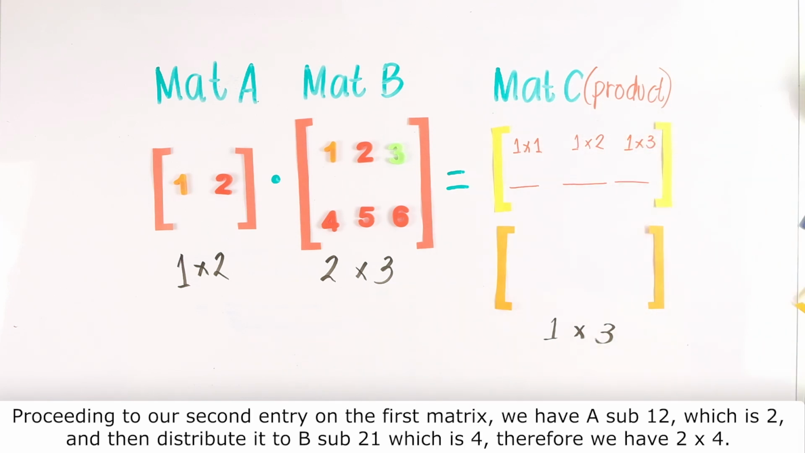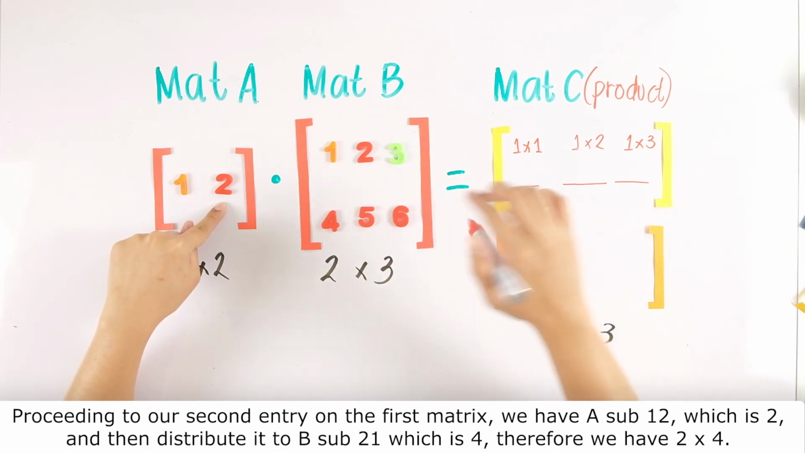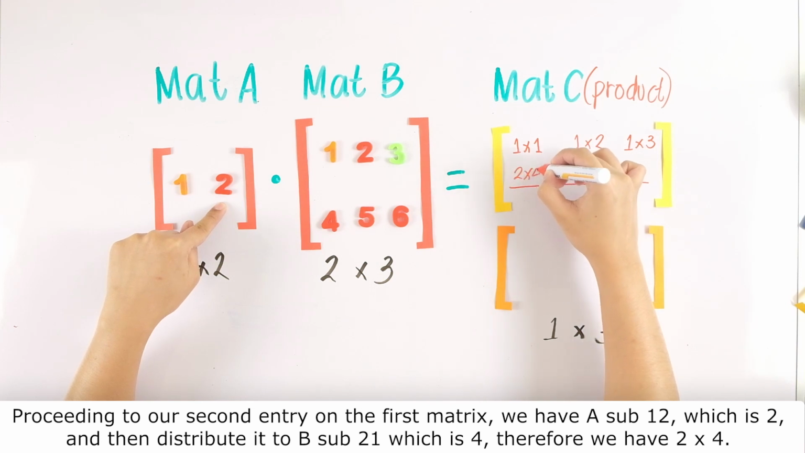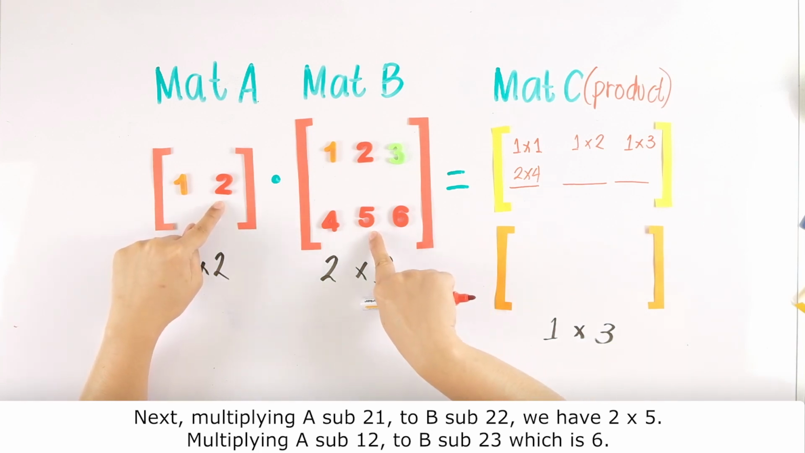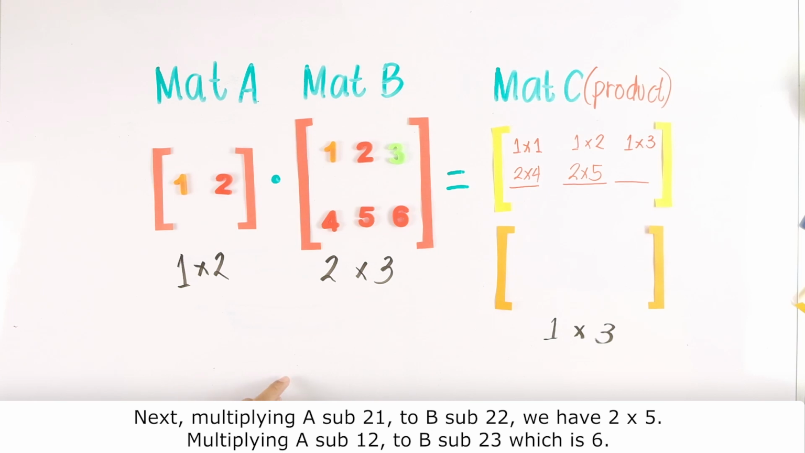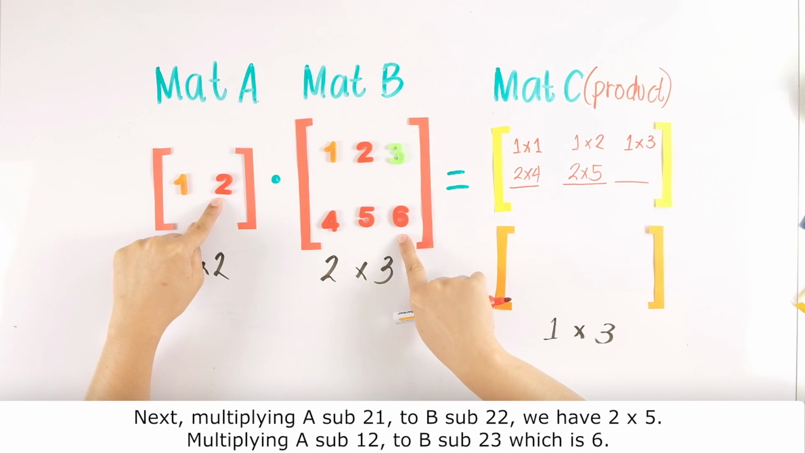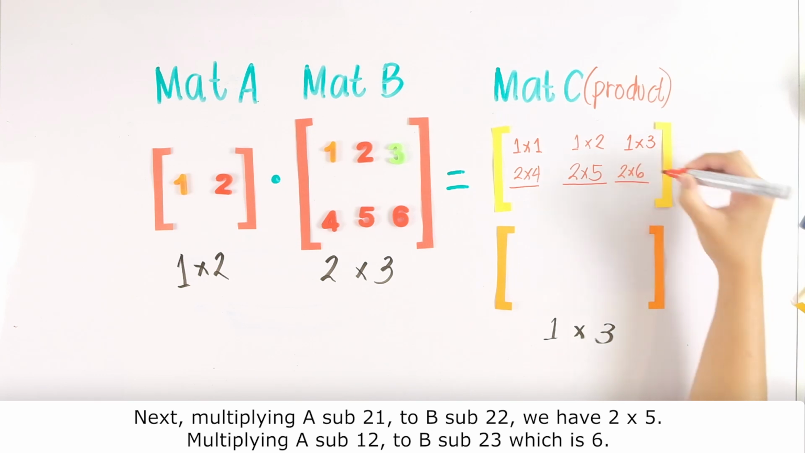Proceeding to our second entry on the first matrix, we have A sub 1,2, which is 2, and then distribute it to B sub 2,1, which is 4. Therefore, we have 2 times 4. Next, multiplying A sub 1,2 to B sub 2,2, we have 2 times 5. And then A sub 1,2 multiplied to B sub 2,3, which is 6. So we have 2 times 6.